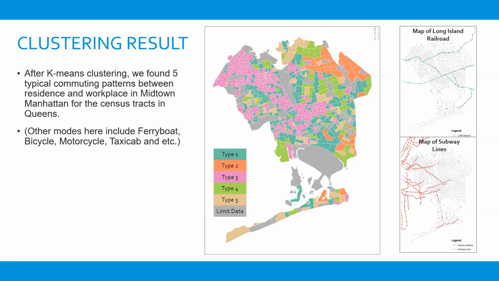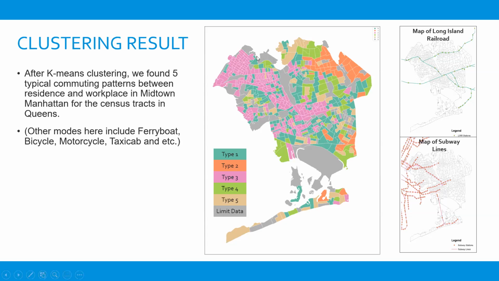Okay, then here we come to the result of the k-means clustering. We found the 5 typical commuting patterns between residence and workplace in Midtown Manhattan. And the map here shows 5 different types. The gray area, which is limited data, like what we said previously for all the census tracts with daily trips less than 50 per day, we just filtered out.